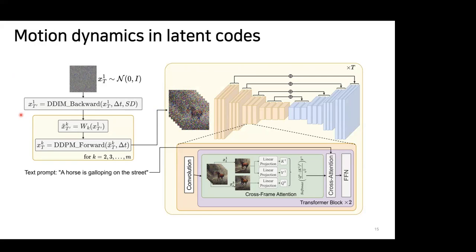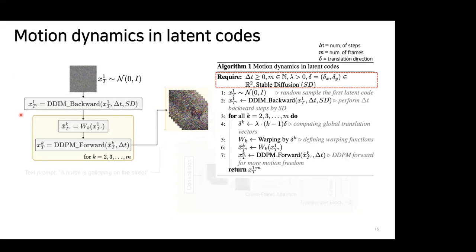So here's the architecture. And first one is inducing motion dynamics in latent codes. Before starting, the requirement is there's like given delta t. These are all hyperparameters, and delta t is number of diffusion steps, and m is number of frames here, and lambda is also a hyperparameter, which is larger than zero. And here delta is defined with delta x and delta y, and it stands for the direction of the translation. So which direction and how much this certain object will move. It just stands for this translation direction.